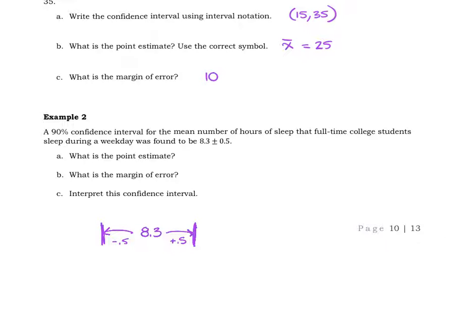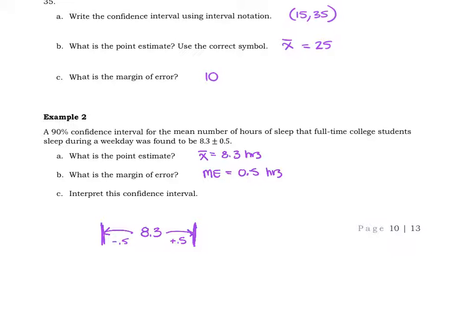The point estimate is the one in the middle. So the point estimate is that 8.3 hours. That's the result of the survey. What is the margin of error? Well, that's how much you are going above or below that point estimate. So the margin of error is that half of an hour.